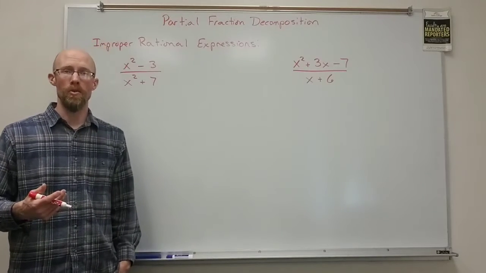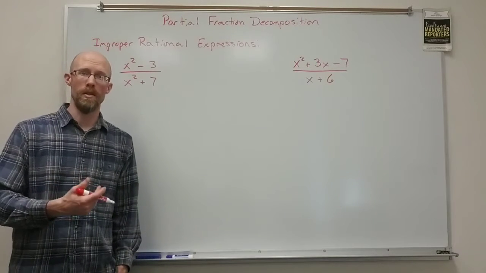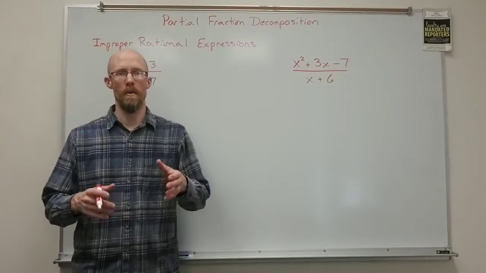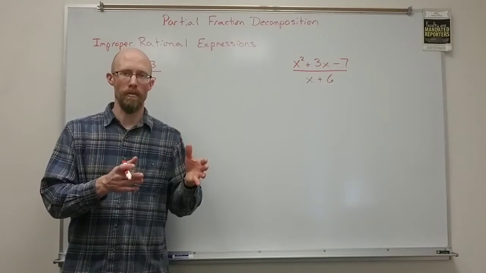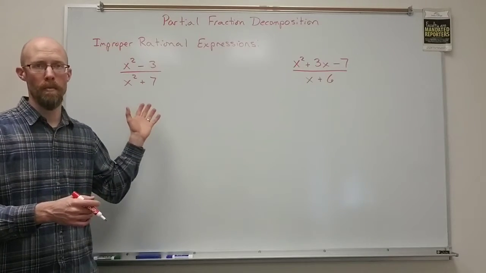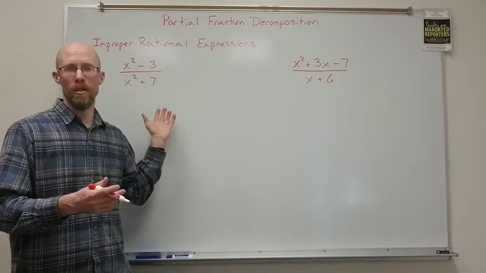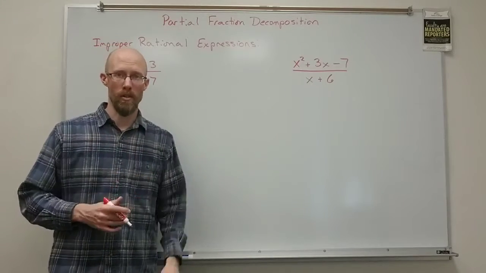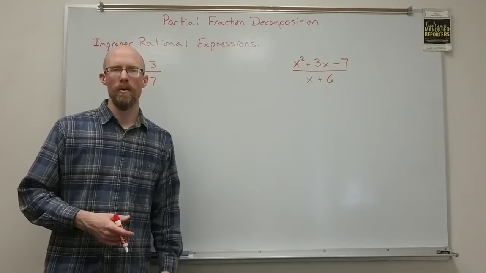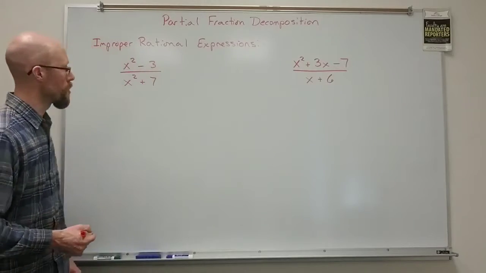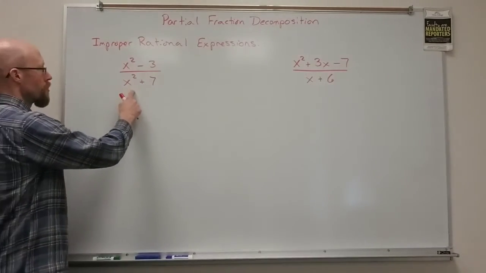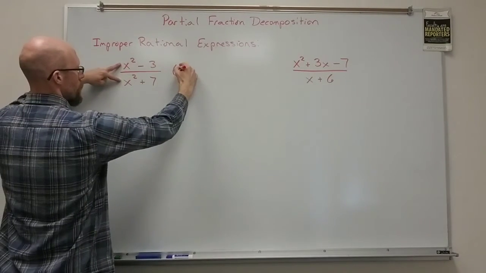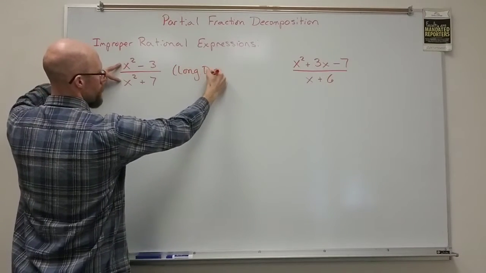Basically, you're going to use either long division or synthetic division to rewrite them as the sum of a polynomial and a proper fraction. So you can essentially take an improper rational expression and turn it into a polynomial and a proper rational expression. Let me show you how that's done. We've done this before, but just as a quick refresher, on this one I'm going to long divide, right? So long division.